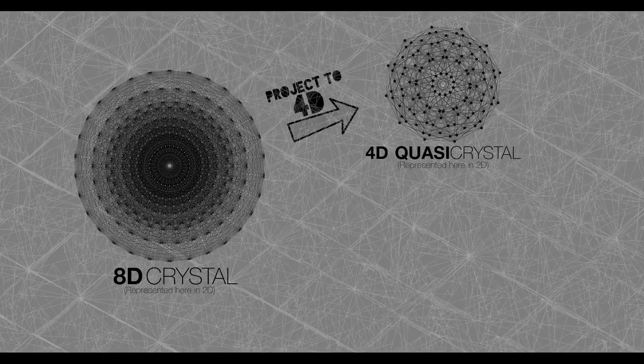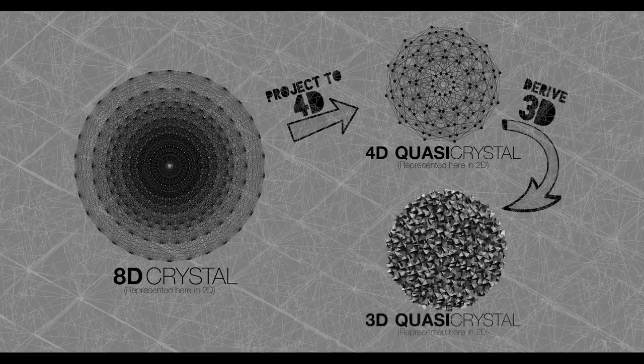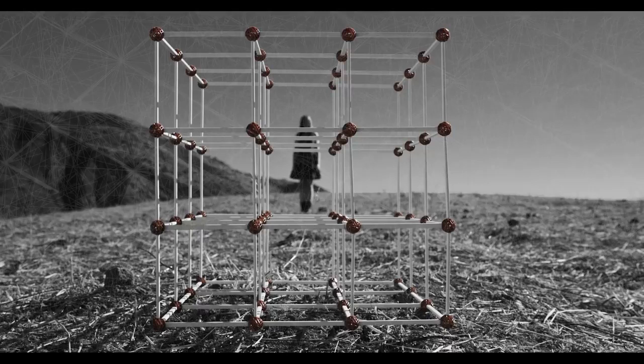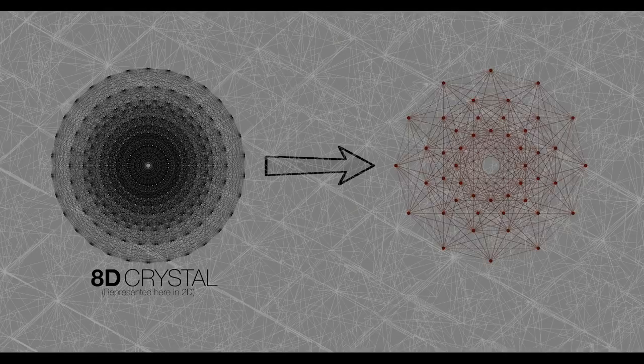To generate that 3D quasicrystal, the substructure at the pixelated fabric of reality, we project this 8D crystal to 4D. And then we convert that to 3D. Now, just like the basic cell shape of the 3D cubic lattice is the cube, the cell shape of the E8 lattice is an 8D shape with 240 vertices. We call it the gusset polytope.